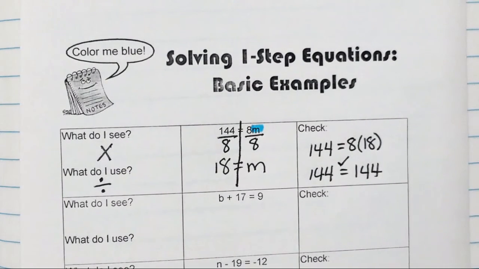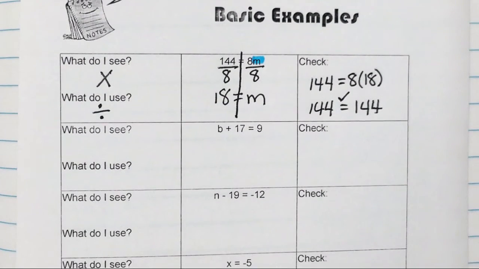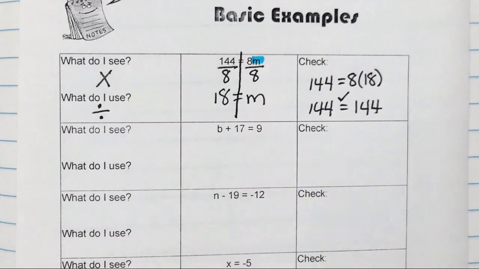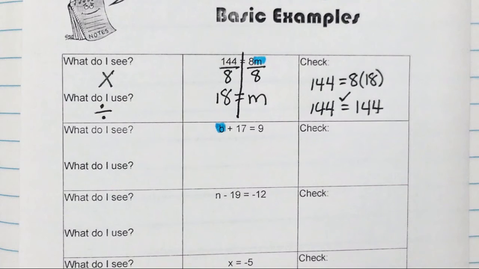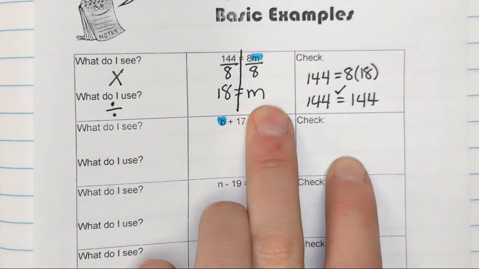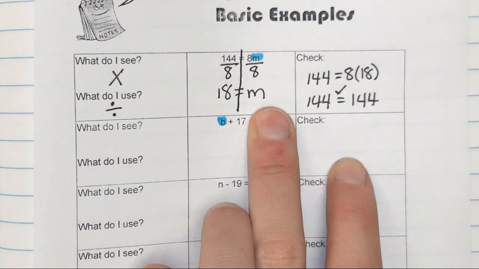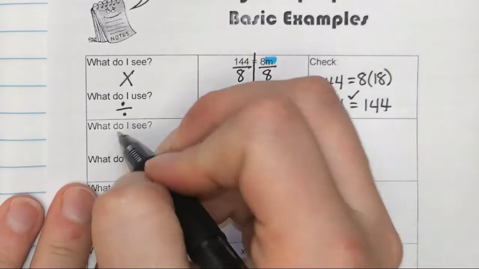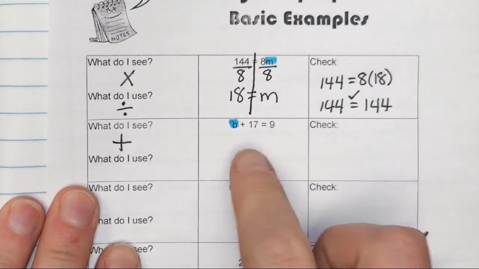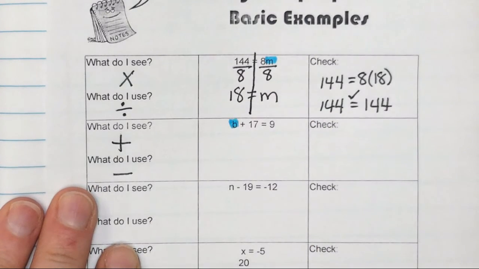Okay. Example number 2. First thing I'm going to do is I'm going to identify that variable. My variable in this case is b. So at this time I'm going to be focused on the left-hand side of the equation. So I'm not going to worry about the 9 right now. What operation do I see with the variable? Well, I see addition. I'm going to use the opposite. So I'm going to use subtraction.